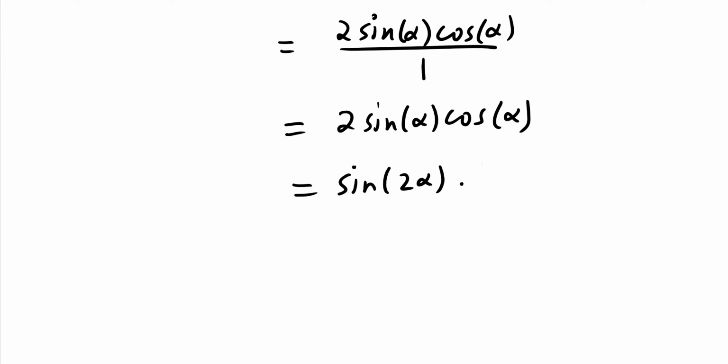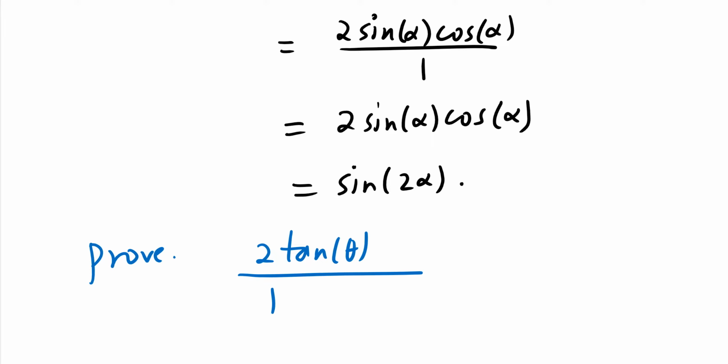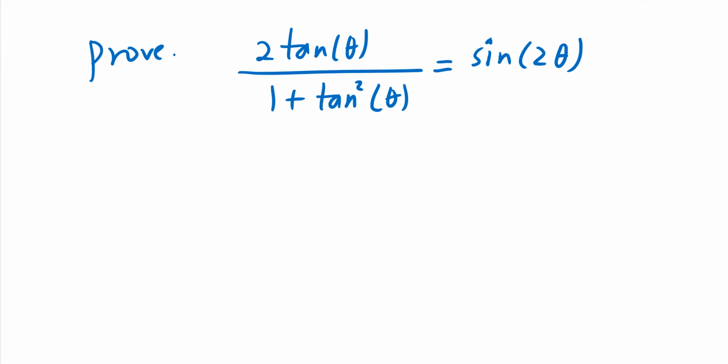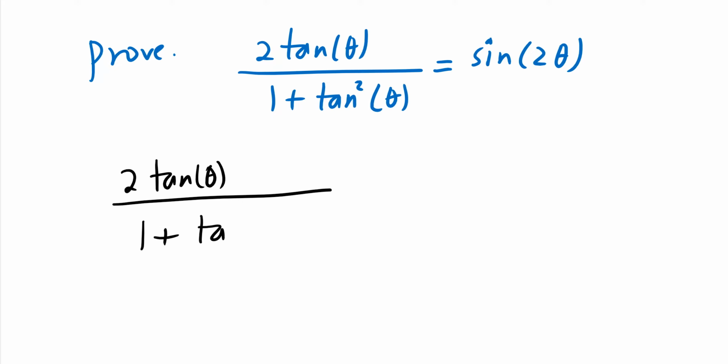Let's look at another example. What about proving 2 tangent theta over 1 plus tangent squared theta is equal to sine 2 theta? Which side do you think is easier to start with? Well, remember, always go from the larger side. Try to go to the smaller side because you will have more options to work with. So I'm going to start with the left hand side, and I'm going to get to the right hand side.